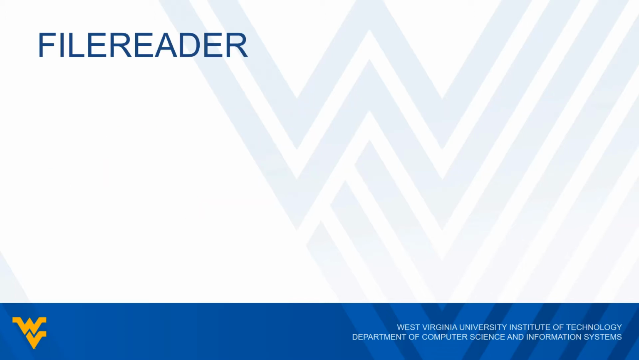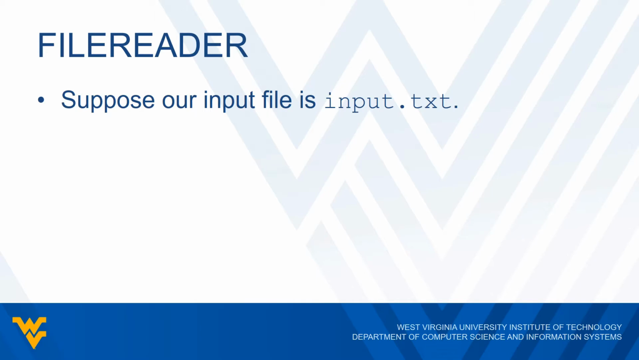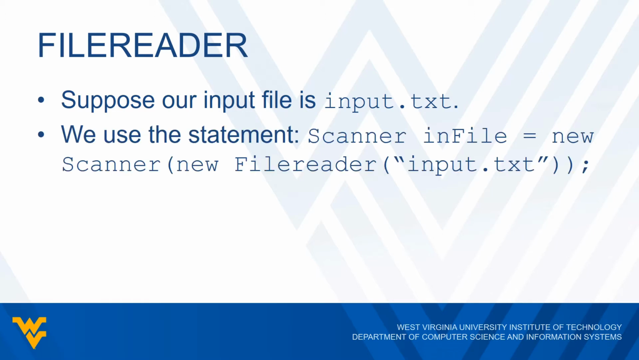To explain the FileReader class, we're going to use the file input.txt as just an example of an input file. So in order to create such an object, we're going to use the statement Scanner inFile = new Scanner(new FileReader("input.txt")). Okay, so what does this all mean?